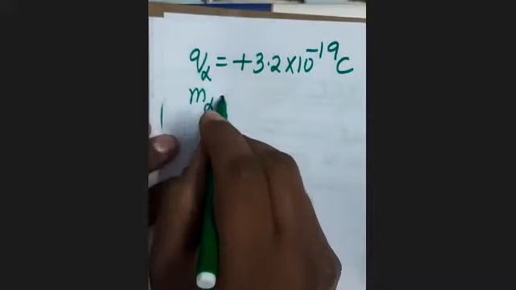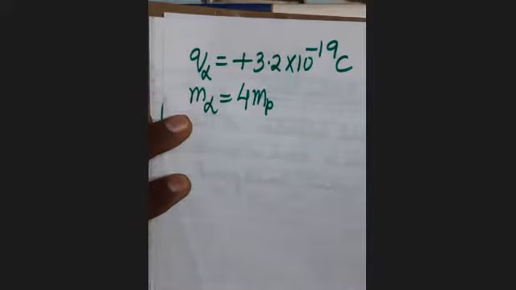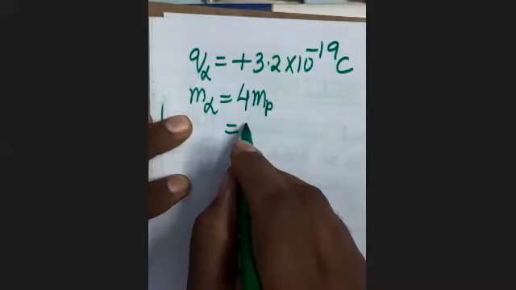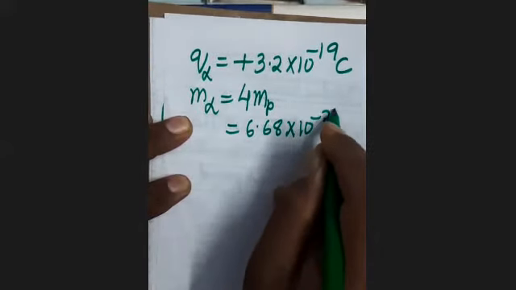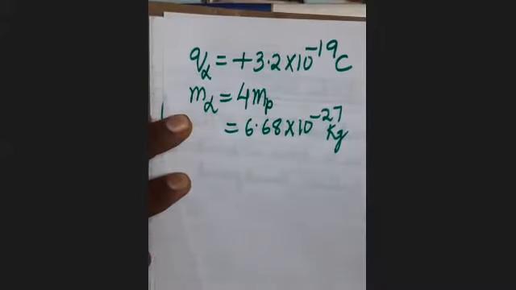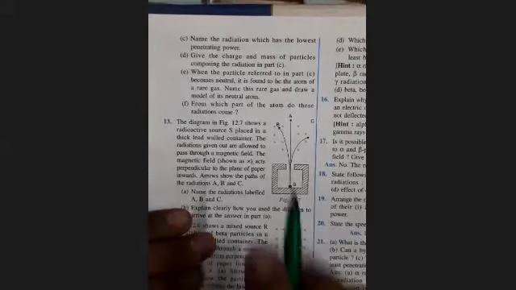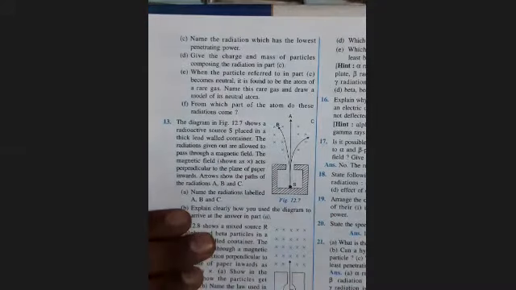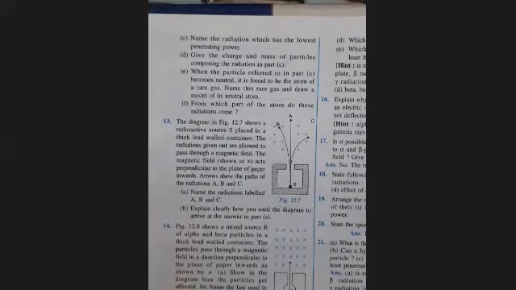Then what is the mass of alpha particle? It is 4 times the mass of proton. And what is the mass of proton? That you know, 1.67 into 10 to the power minus 27 kg. So it is 6.68 into 10 to the power minus 27 kg. All these things you remember. When the particle referred to in part C, which particle you have referred? Alpha particle, becomes neutral. It is found to be the atom of a rare gas. Name the gas and draw the model of this neutral atom.